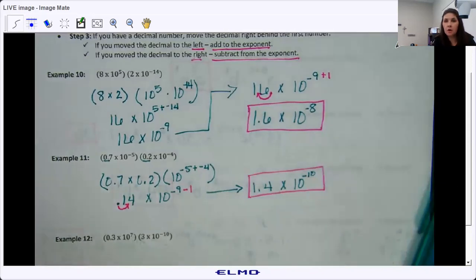And I want you to try number 12 on your own. Okay, so after I do my combining, I get 0.9 times 10 to the -3rd. I have to move my decimal over one place because it has to be after the first number. So when I move it to the right one, I subtract from the exponent and I get 9.0.